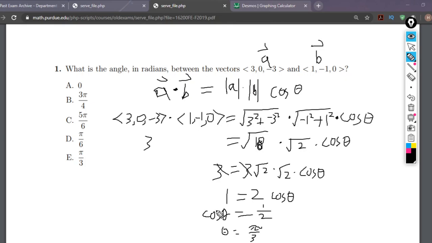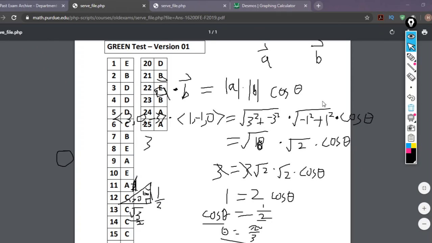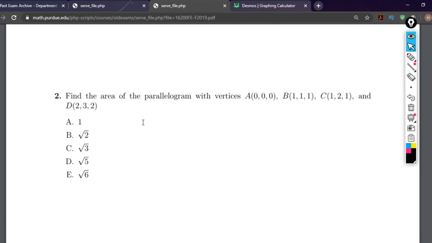Anywhere you see cosine of something is a half, you should think of the 30-60-90 triangle. So 30 degrees here, 60, and a right angle. Then the sides will be 1, 2, and root 3, which gives 1/2, root 3 over 2, and 1. That's a pretty neat triangle to remember. So the angle in between is pi over 3, and the first question is E. Let's clear the screen here and move on to the second question.